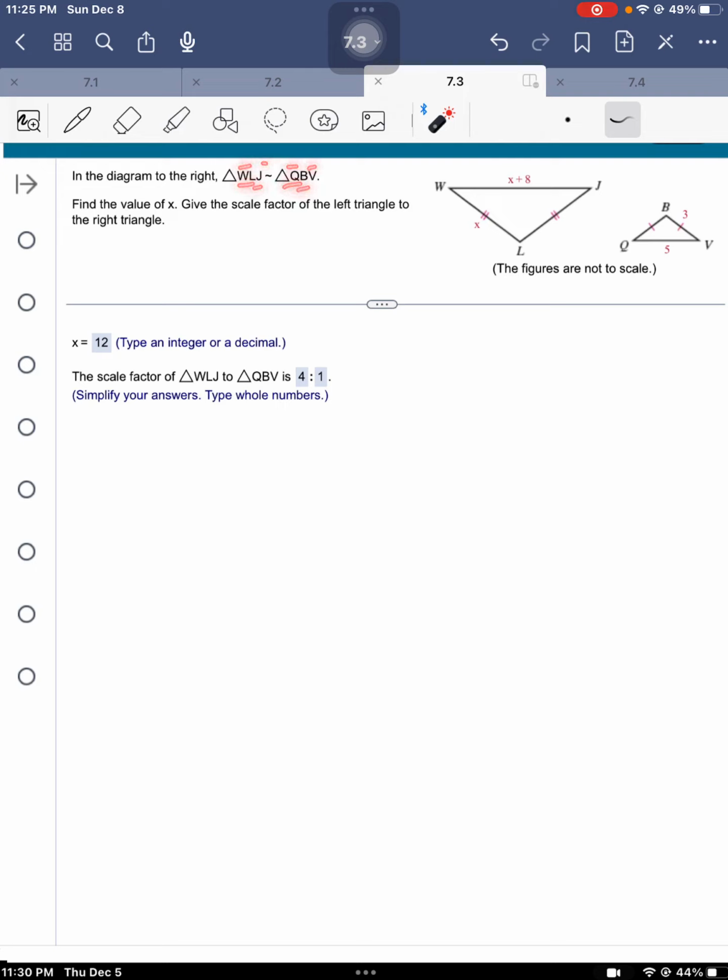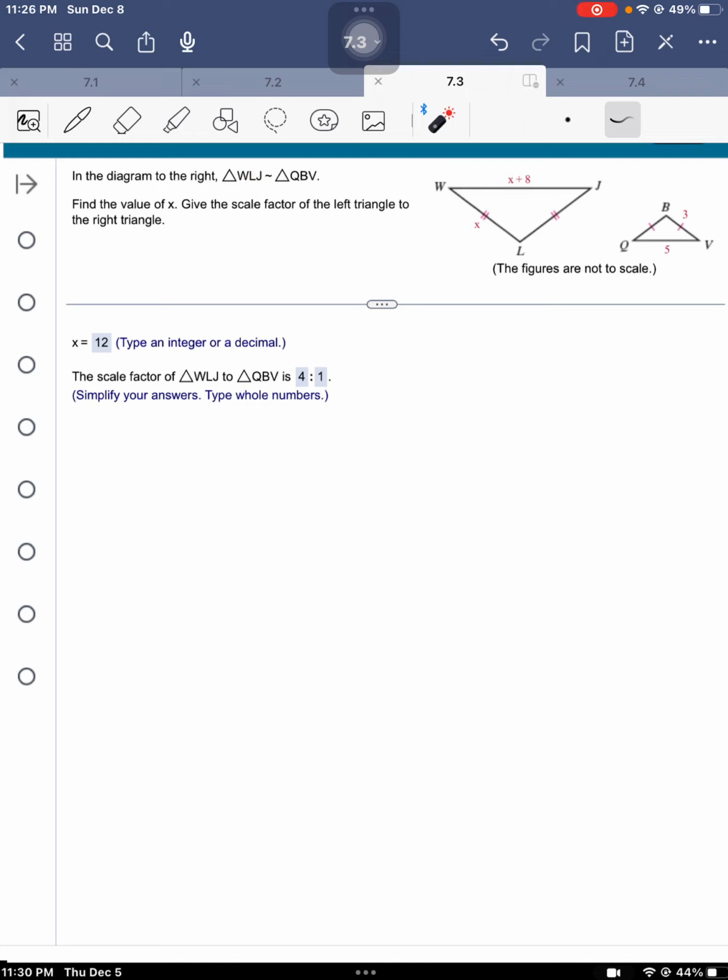WL. First, I don't want to go through all 3 pairs if I don't have to. So what am I looking for? I'm looking for WJ. So what is similar from this triangle to this triangle as WJ?